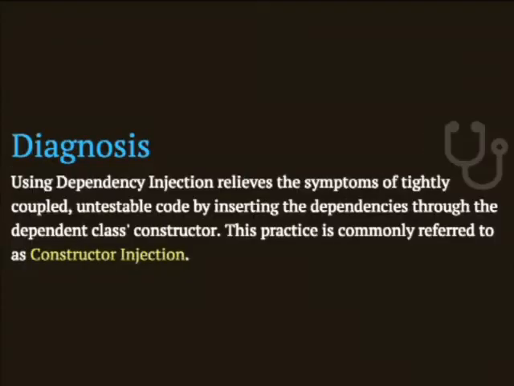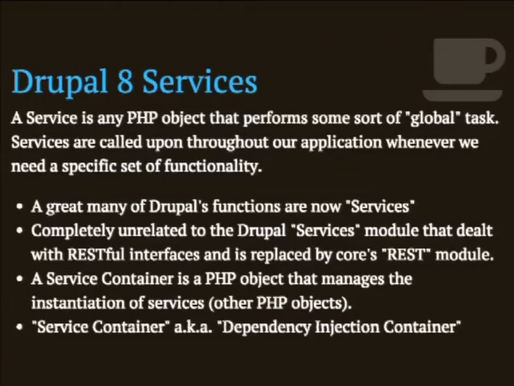So the diagnosis, to keep this theme going: it should relieve your symptoms of tightly coupled, untestable code by inserting dependencies through the class's constructor, which is one type of dependency injection. It's the type that I tend to recommend, and the practice is commonly referred to as constructor injection. If you've done any object-oriented programming, you've probably done this before, and I find it very useful in Drupal, and people are working very hard on setting this up as a best practice across the board in Drupal, because you can call services in many different ways.